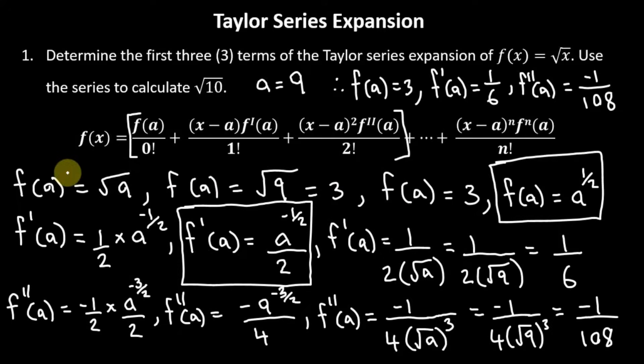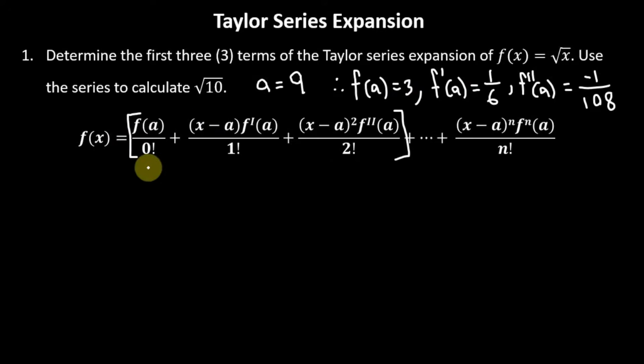So I'm going to clear this space so we can write out the first 3 terms of the expansion. Now to write out the expansion, guys, we're going to need these 3 values that we just found, and we're also going to follow the formula here. So we're going to have our f of x is equal to f of a. Of course, f of a, we found that to be 3 over 0 factorial, which is 1, plus we're going to have the first differential of f of a times the bracket here, which is x minus a.